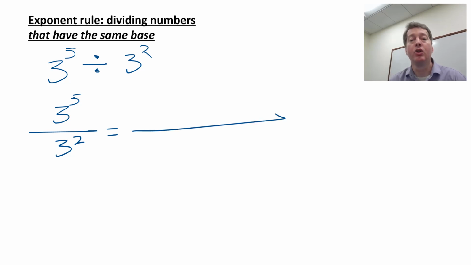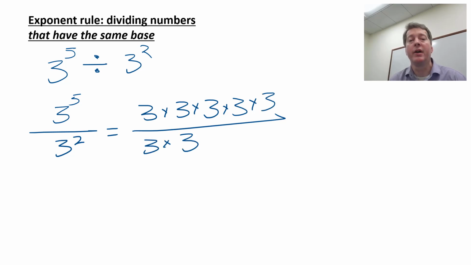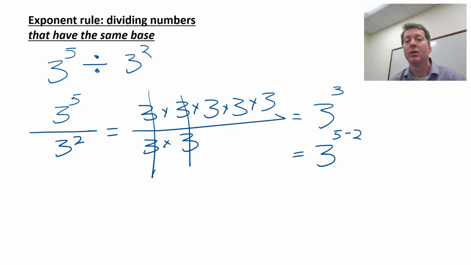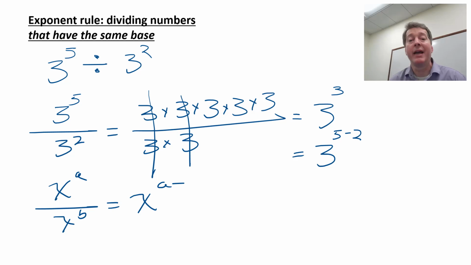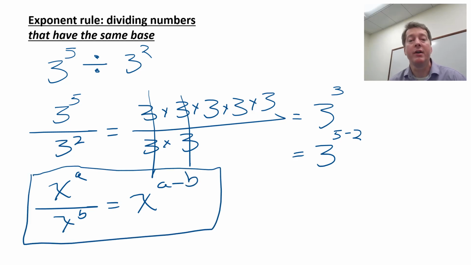What's that? Well, in the numerator, I have 3 times itself 5 times. And in the denominator, I just have 3 times itself twice. So what do I do? I can cancel 2 3's on the top, 2 3's on the bottom. I'm left with 3 to the third. I am left with 3 to the what? To the 5 minus 2. So when you divide, you subtract the exponents. As a general rule, x to the a divided by x to the b is x to the a minus b. You subtract the exponents, another very important rule to memorize.